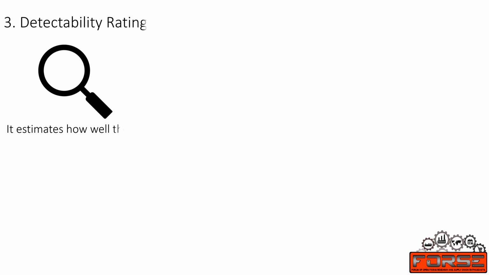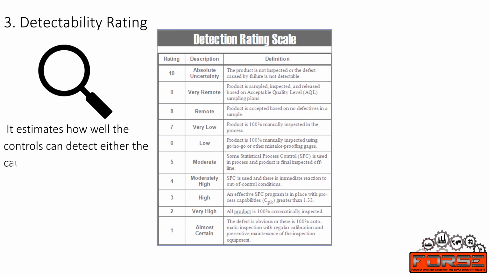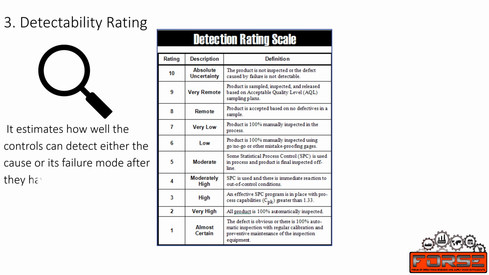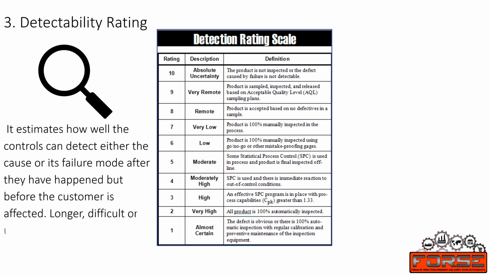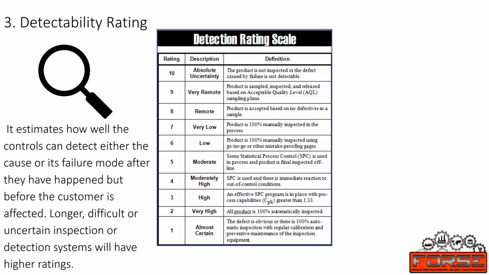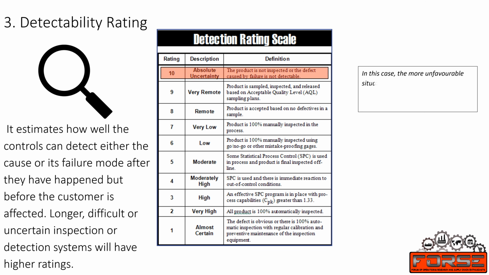Detectability rating estimates how well the controls can detect either the cause or its failure mode after they have happened but before the customer is affected. Longer, difficult or uncertain inspection or detection systems will have higher ratings. For example, in this case, the more unfavorable situation will yield a higher rating.